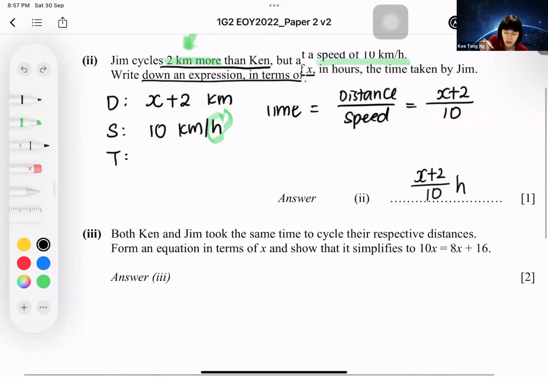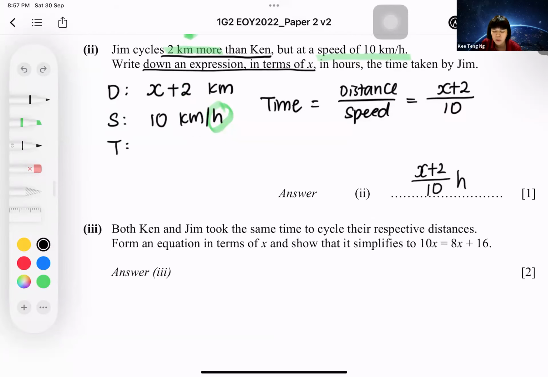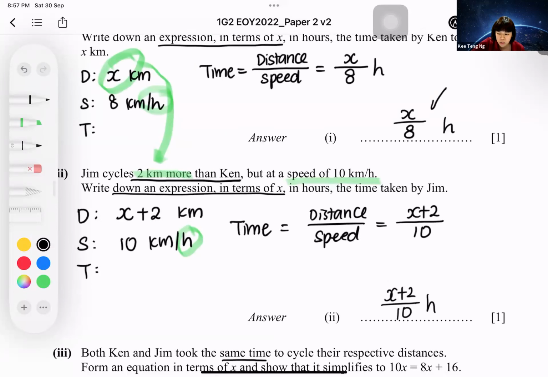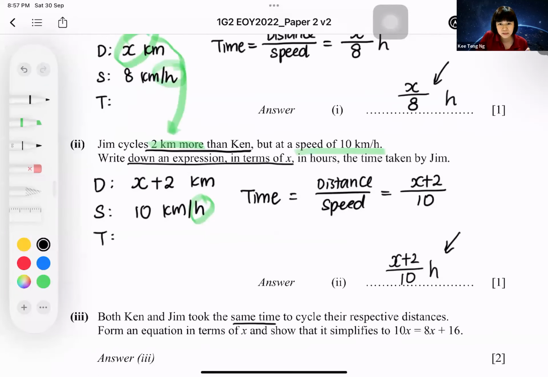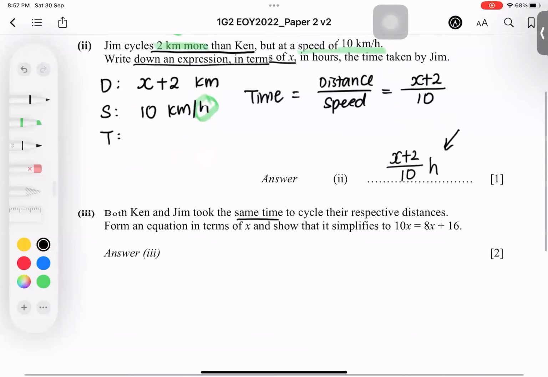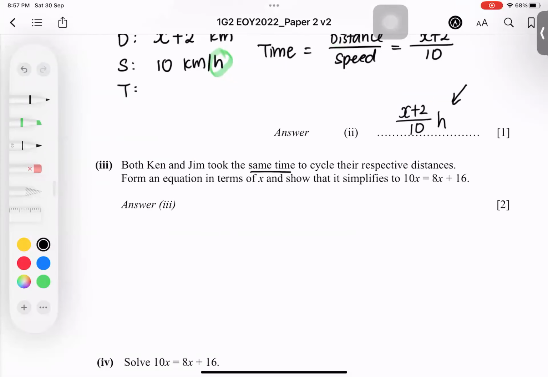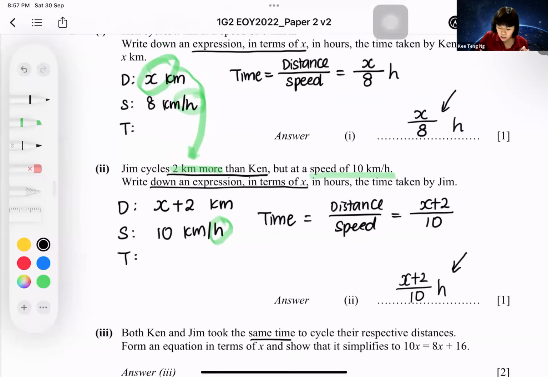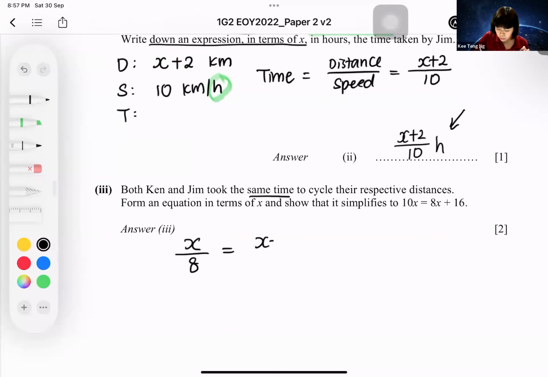Then the question says, both Ken and Jim took the same time. Same time means what? Ken's timing, which is this, and this timing, they are the same. What is the mathematical symbol to say that they are the same? Starts with E. Equal. Yes. So the timing X over 8 by Ken equals the timing X plus 2 over 10.